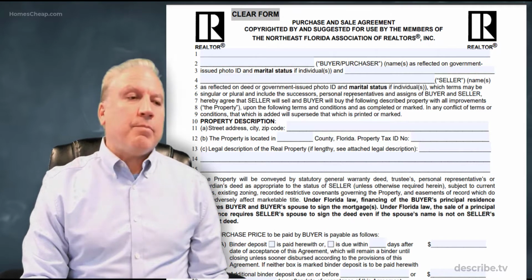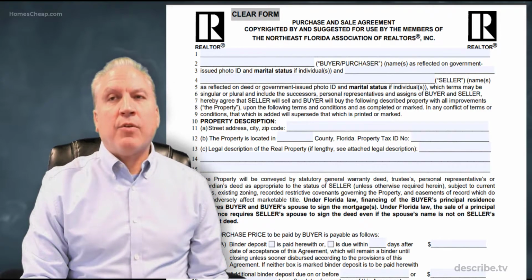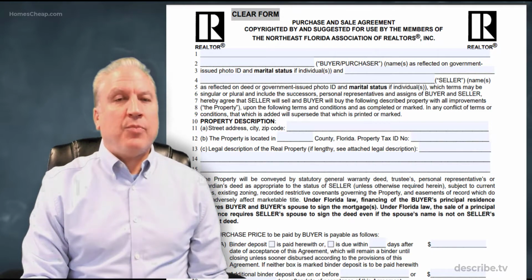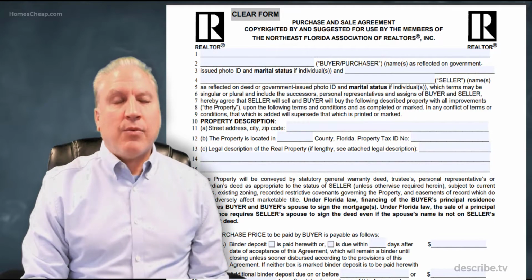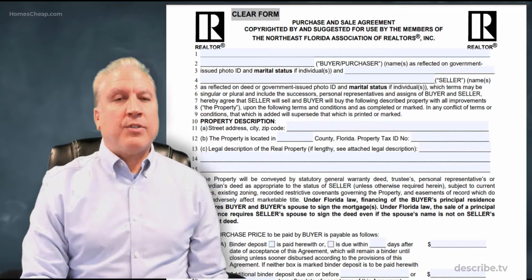In addition, be aware that real estate transactions in the U.S. are governed by a legal theory called the statute of frauds, meaning that real estate transactions need to be done in writing. You can't do verbal agreements for real estate. So that's the reason why having these contracts is important. So let's go through it.